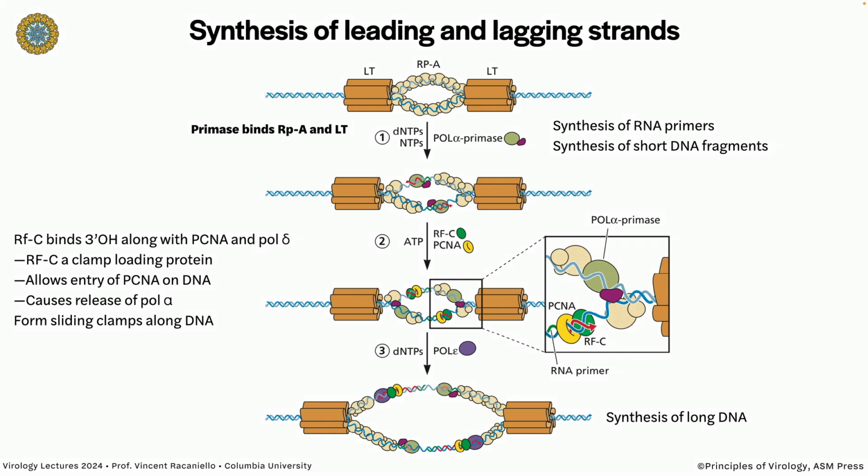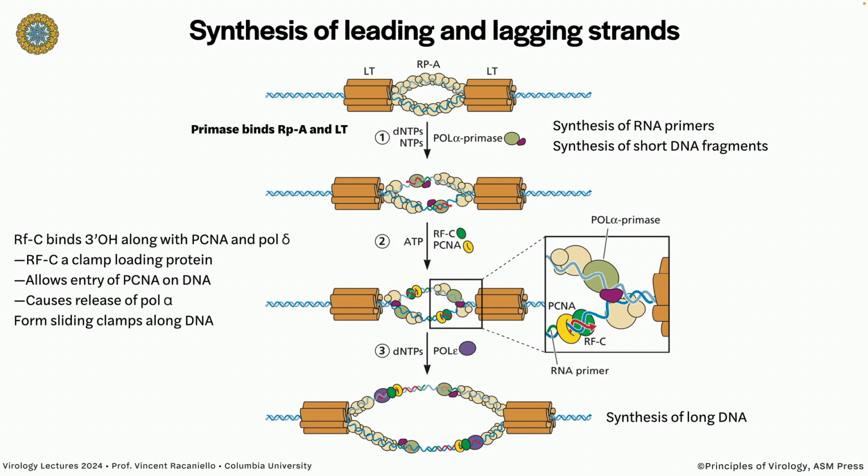T antigen also recruits polymerases from the host cell. There are a couple of different DNA polymerases that participate in this process. For example, there's one called Pol alpha primase, which makes the RNA primers, and it also can make short DNA fragments. That binds to both RPA and LT. So LT is recruiting the cellular machinery. That's what I mean by it orchestrates DNA synthesis. These proteins are binding to LT. So now we have a polymerase alpha in there, and you can start to make short RNA primers. Those are shown in red there on both strands.